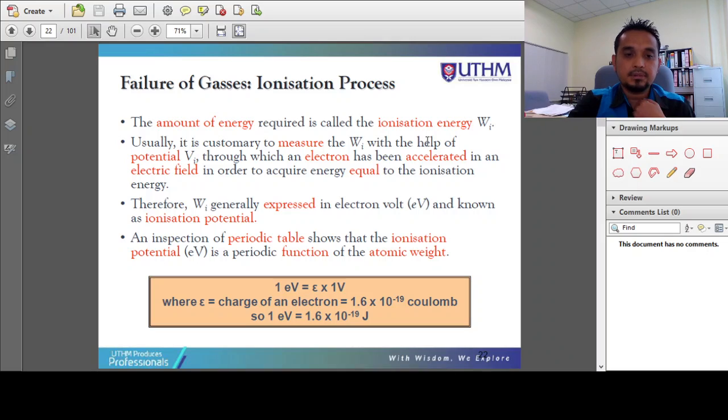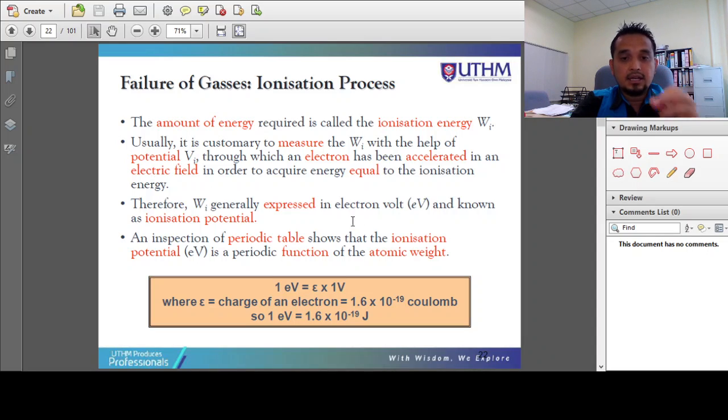In this case, for example, if you look carefully here, we classify W as energy, and I as ionization potential. With the help of potential, obviously a potential difference, the electron is accelerated in the electric field in order to acquire energy equal to the ionization energy.